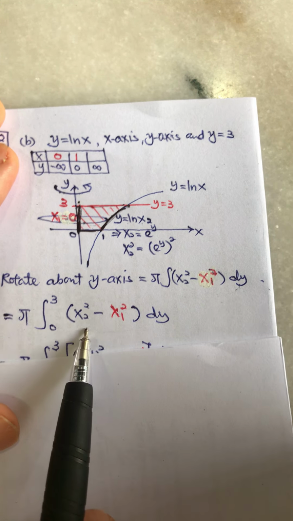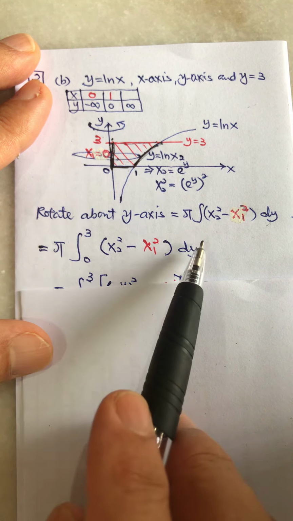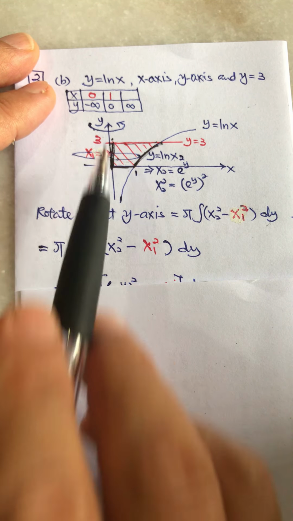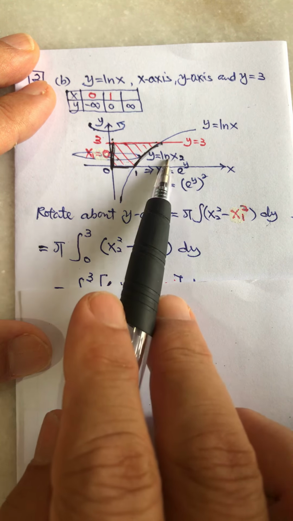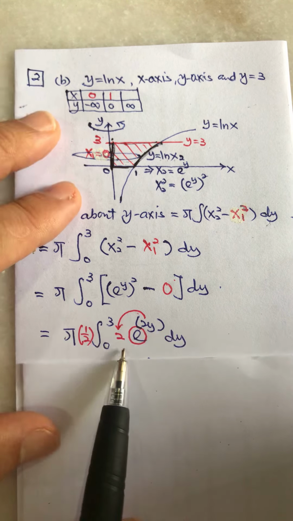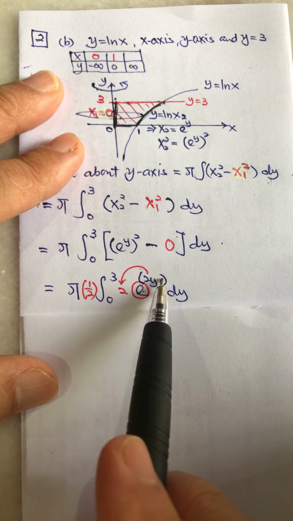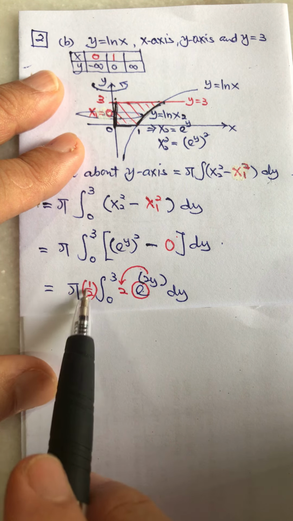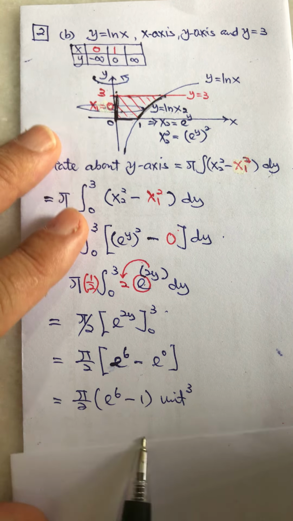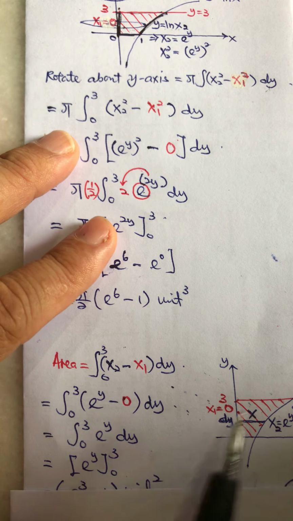Then you substitute. Here you substitute pi, and then from 0 to 3, the value of y is from 0 to 3, and then x2 square minus x1 square is 0, so this one. Then after that you integrate. Remember how to integrate exponential. The bracket is here, you must have a 2 here, divided by 2, and then here you get the answer.